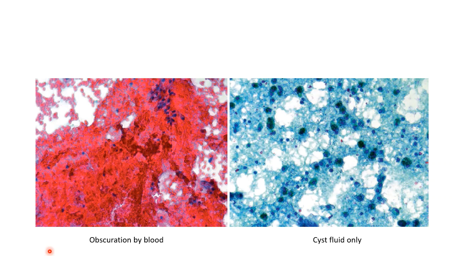This is a smear where you can see some follicular epithelial cells, but they are obscured by blood. So obscuration by blood is also one of the criteria for non-diagnostic smears. This is a smear where you can see granular debris, and you can see these macrophages. So this indicates this is cyst fluid. So you call it cyst fluid, but you are not seeing any follicular epithelial cells. Presence of cyst fluid only is a non-diagnostic smear.